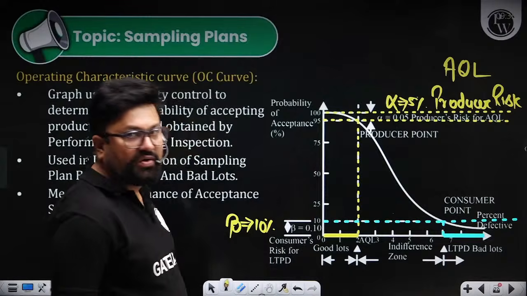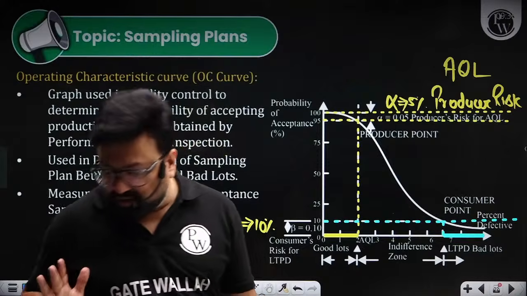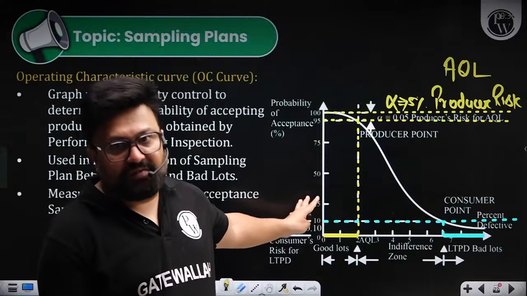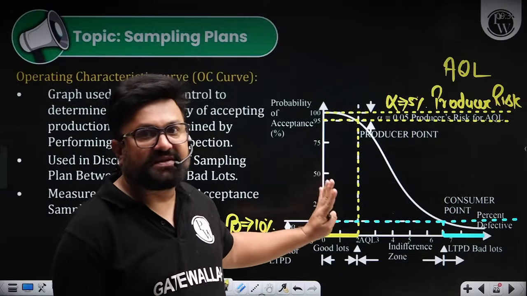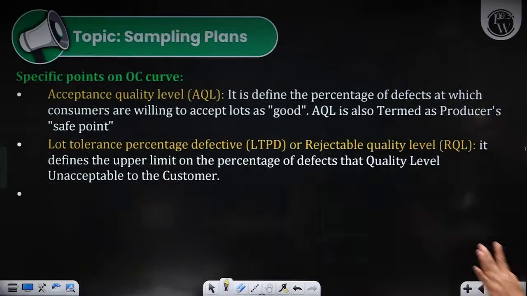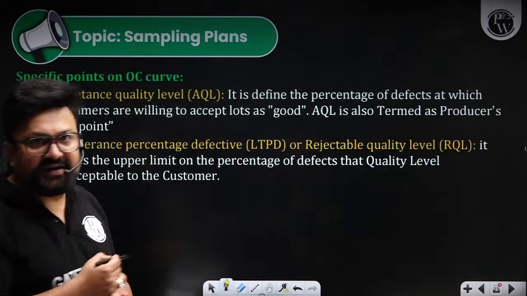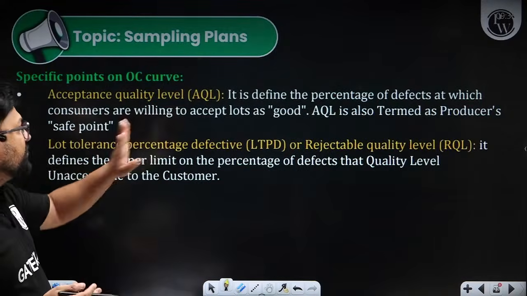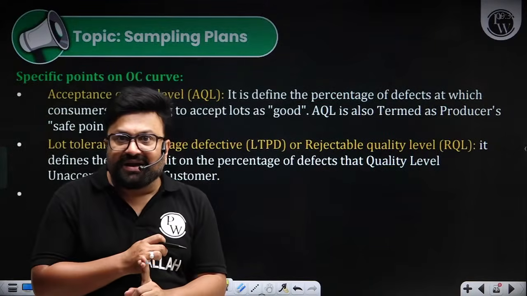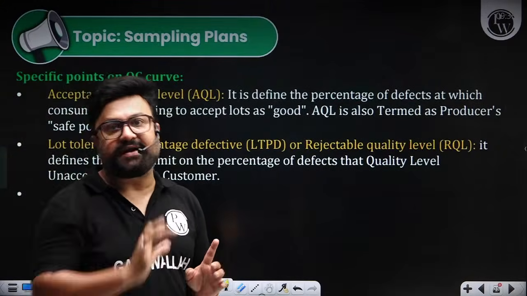Consumer risk means you accepted a rejectable quality lot, you are accepting the rejectable quality. So it measures the performance of acceptance sampling. You must remember some terms associated with that. That is acceptance quality level. It defines the level of defect at which consumers are willing to accept a lot as good, right? So AQL is also termed as the producer safe point.